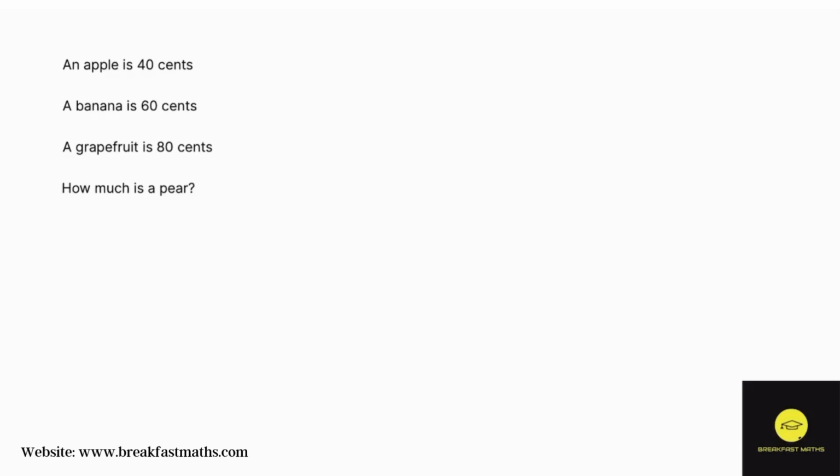So an apple is 40 cents, a banana is 60 cents, a grapefruit is 80 cents. How much is a pear? So immediately something that jumps out is multiples of 20 is the highest factor between each of these, but they could also be multiples of 10 and even numbers. So might be keeping that in my mind somewhere.